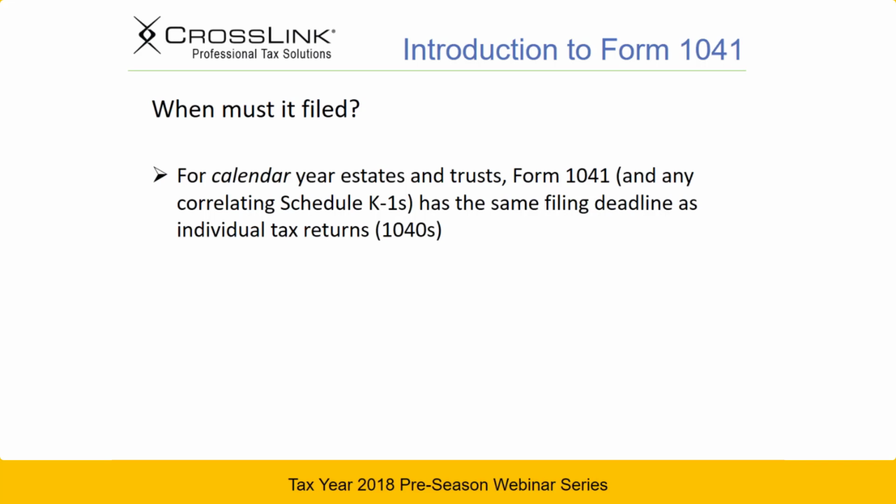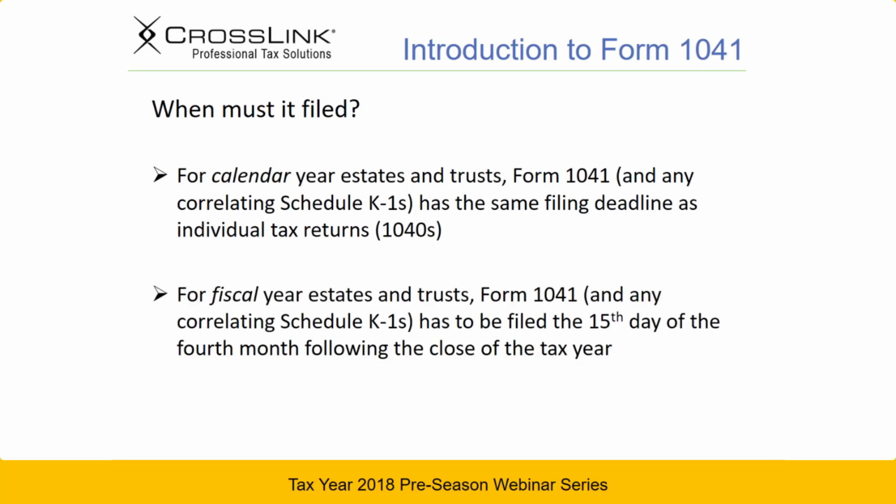So in other words, as an example, it's usually April 15th. However, if there's a holiday or it falls on a weekend, it may be April 17th, 18th, whatever it might be, but it's going to follow that same calendar schedule. Now, for fiscal year estates and trusts, the Form 1041 and any correlating K1s have to be filed by the 15th day of the fourth month following the close of the tax year.